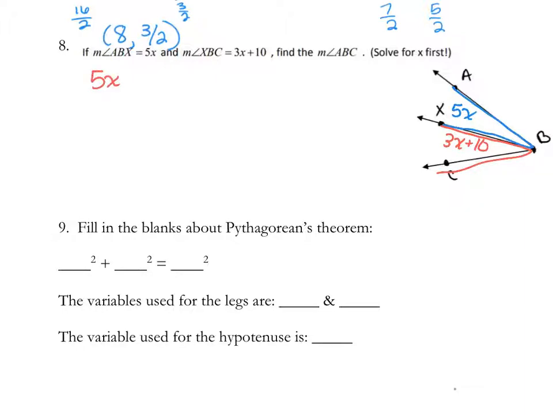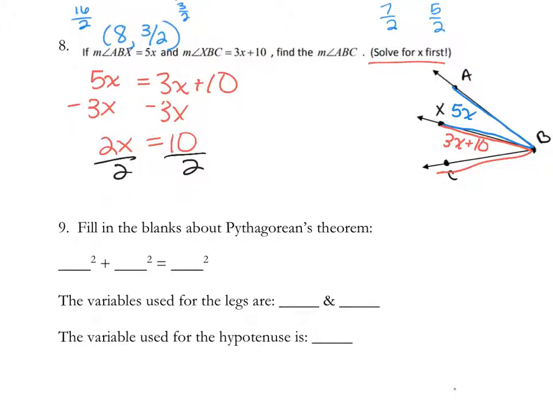So I have 5x is equal to 3x plus 10. I'm solving for x first, so I'm going to take away 3x, it leaves me with 2x equals 10, divide by 2, x equals 5, and then I'm going to plug it back into my formula. So 5 times 5, it's 25 degrees for this angle.